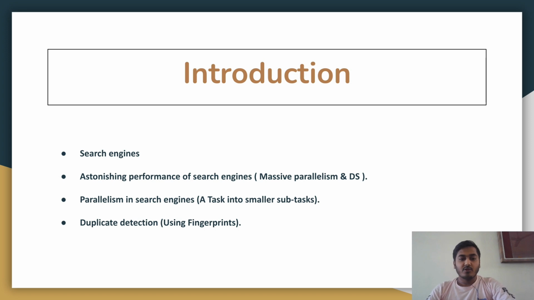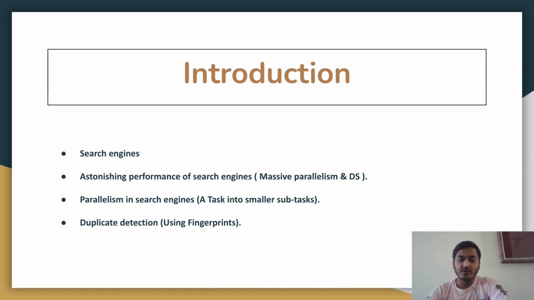Whenever you search for any query on Google or Bing, just below the query you may see a section that says about 12 million documents in 0.5 seconds. This shows how efficient search engines are nowadays, delivering relevant documents to us in very little time. This is only because of two things: one is massive parallelism in the search engine, and another is the efficient data structures used in the search engine.